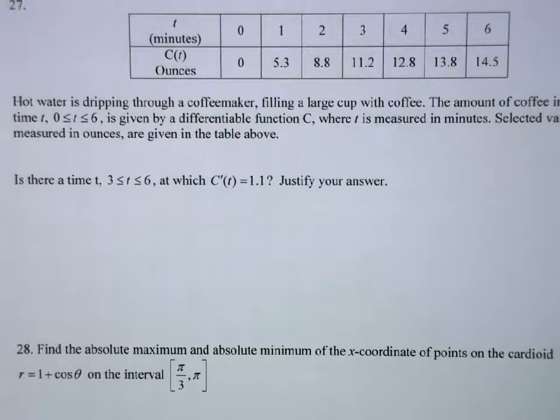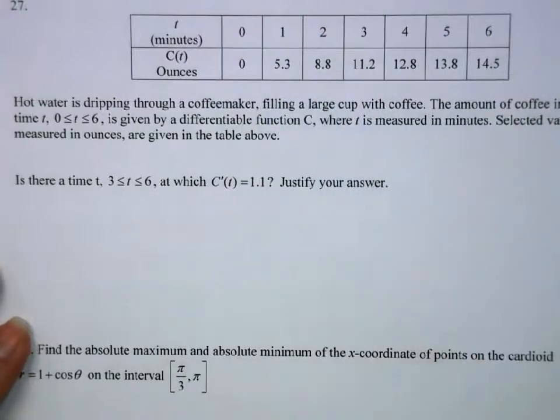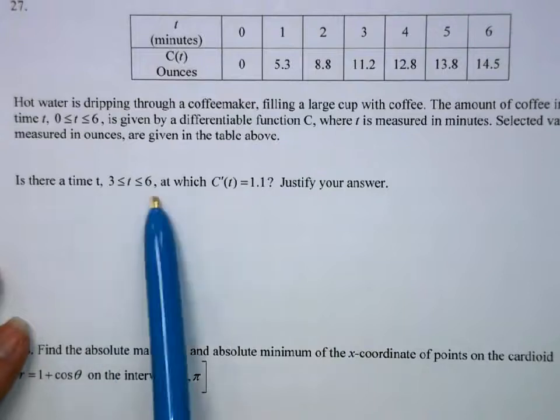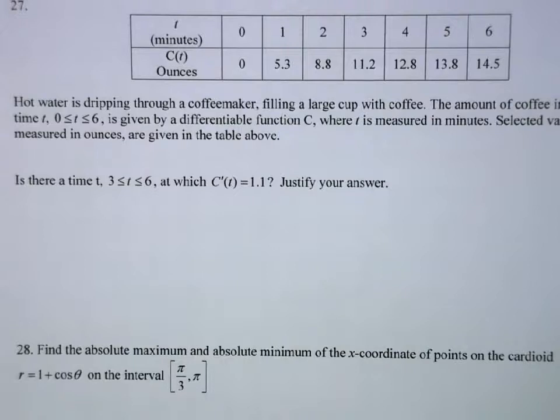Right, hot water is dripping through a coffee maker, filling a large cup with coffee. The amount of coffee in the cup at time t between 0 and 6 is given in the differentiable function C, where t is measured in minutes. Selected values of C of t are in the chart. So is there a time t between 3 and 6 at which C prime of t is 1.1? Well, this is asking about the mean value theorem.